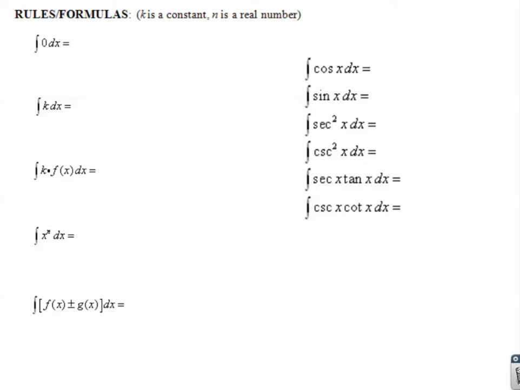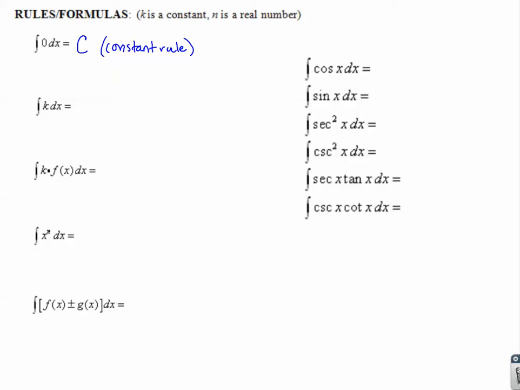So for example, the antiderivative, or the integral of 0 with respect to x. Well, what function has a derivative of 0? A constant function does. So the integral of 0 with respect to x is c. That's our constant rule. For example, if I say, let's do the integral of 5 with respect to x. Nope, that's not 0. That's a 5. That example is going to go for the next one.